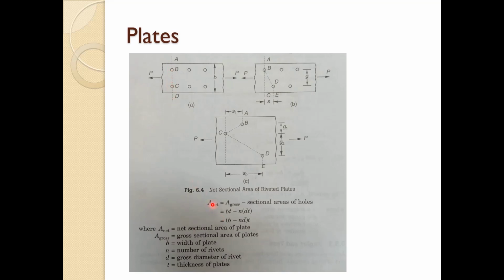So here we can see A net equals A gross, that is gross sectional area, minus the sectional area of the holes. So the gross area is b into t, that is width of the plate into thickness of the plate, minus n into d t, where d is the gross diameter of the hole, and t is the thickness of the particular plate. So here it becomes b t minus n d t. Here b is the width, n is the number of rivets, d is the gross diameter, and t is the thickness of plate.